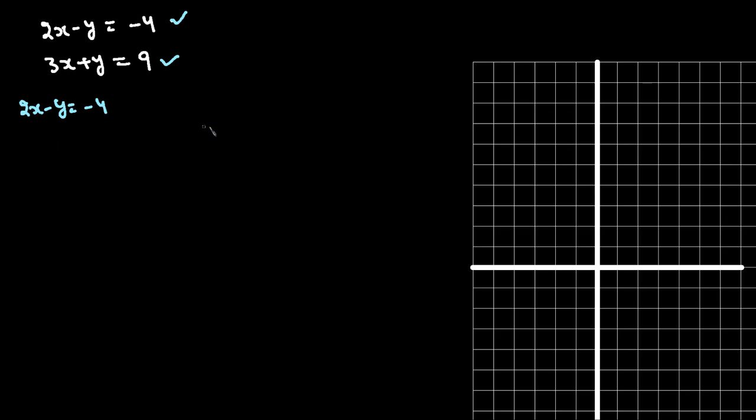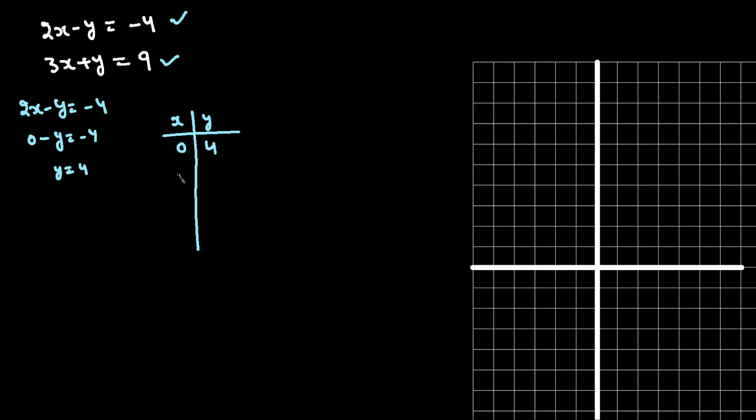So let me make a table over here. I've got x and y. Let's say x is equal to 0. If x is 0 here, 2 times 0 is 0, minus y is equal to negative 4, and negative cancels negative, so y is going to be 4.